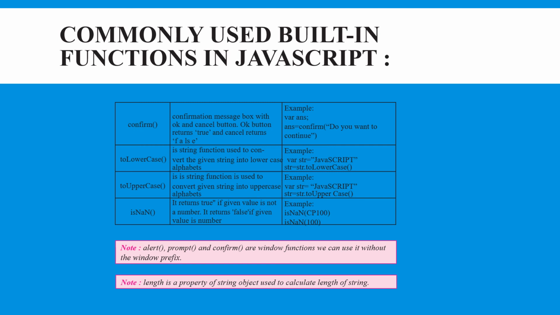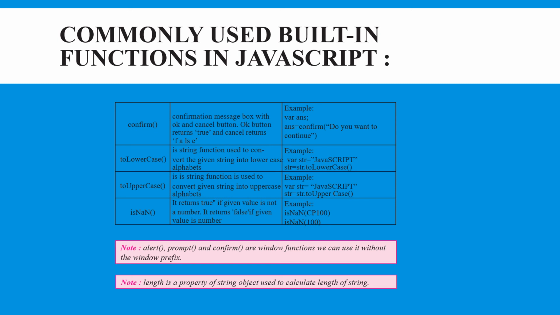toUpperCase, in which U and C are in capitals. When you define the function, you always have to write it as it is. It is a string function which is used to convert the given string into uppercase alphabets. For example, where str is equal to JavaScript, str = str.toUpperCase(), which prints the JavaScript in all uppercase letters.